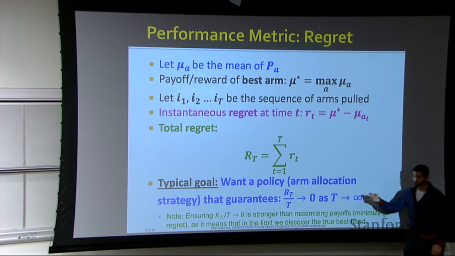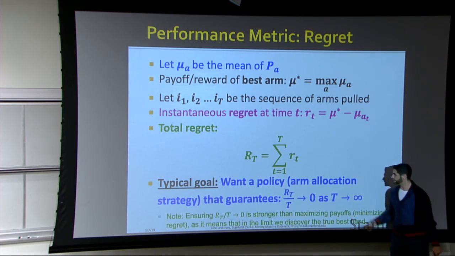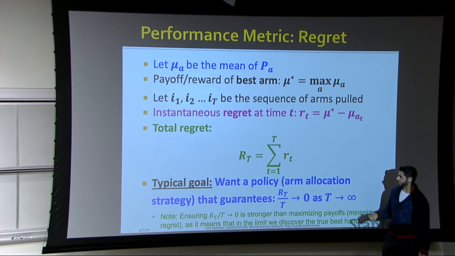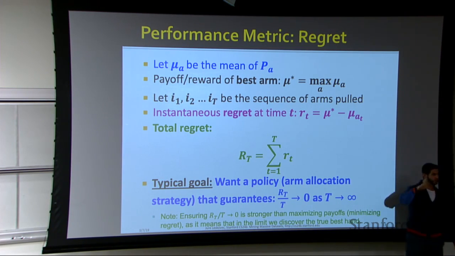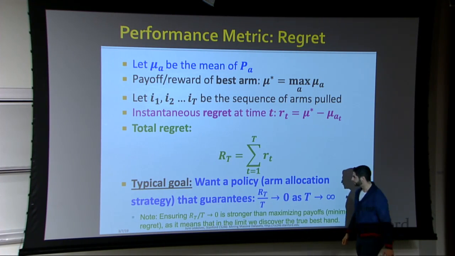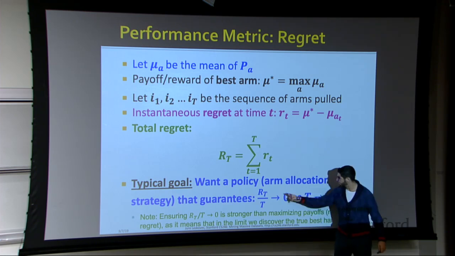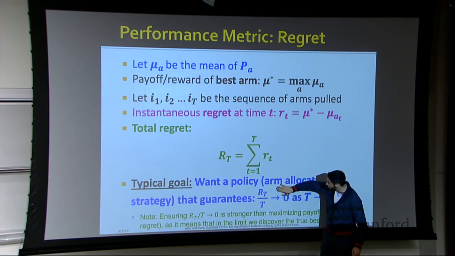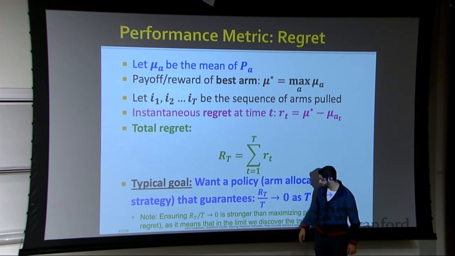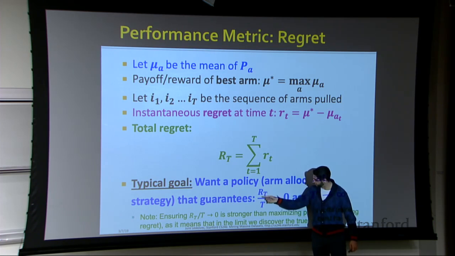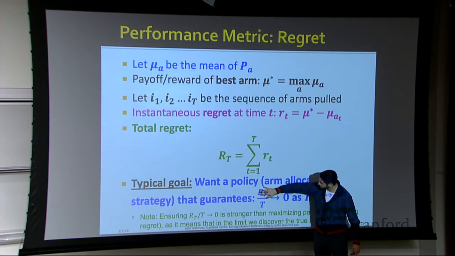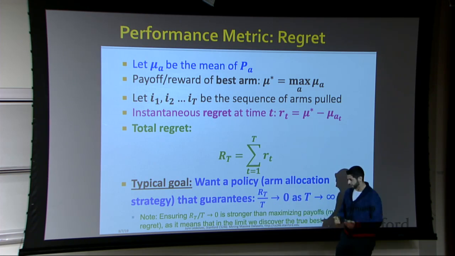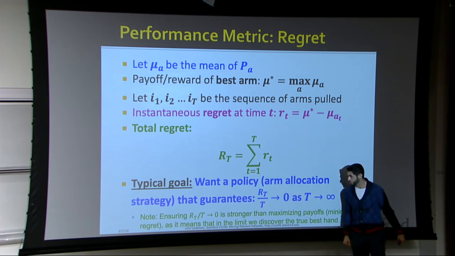So the goal of what we're going to be trying to solve today is to find a policy, which is nothing but an arm allocation strategy, so picking which arm you want to pull, that guarantees that as time goes to infinity, our regret goes to zero. So we want to make sure that the total regret divided by the length of your experiment goes to zero.